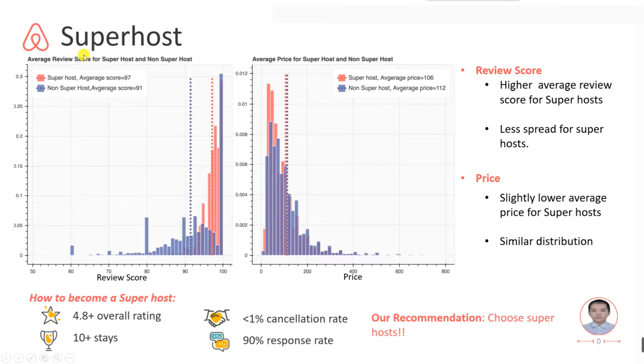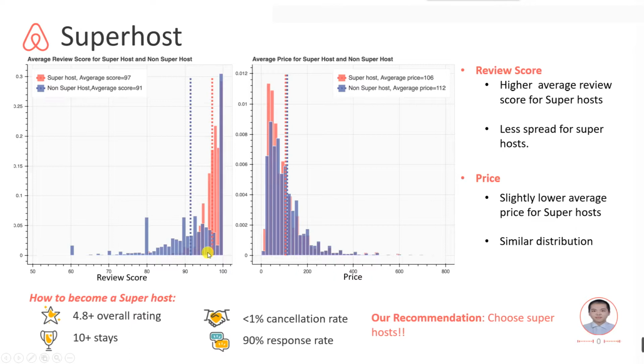The next factor we are trying to analyze is host reliability, and we aim to give recommendations to Airbnb users about whether they should choose Superhost or not. We first divided our listings into 2 groups, the Superhost group and the non-Superhost group. We analyzed the performance of the 2 groups in terms of 2 things, price and review score. The histograms on the left represent the review score distributions for the 2 groups. The vertical dashed lines here represent the mean review score for the 2 groups.